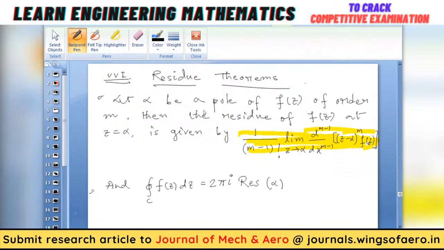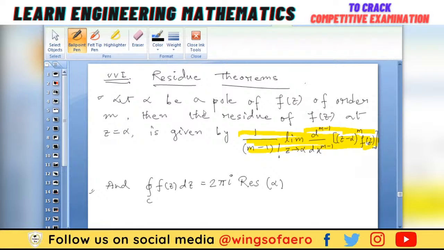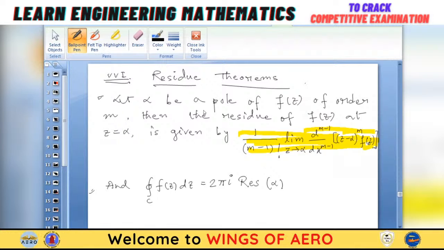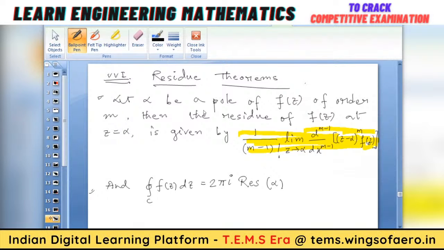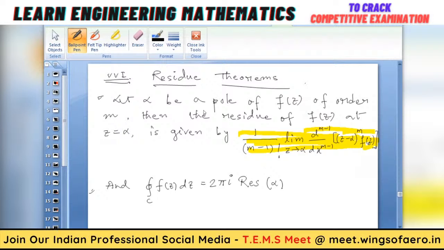Hello? Yes, tell me. If we get the roots like A plus IB and A minus IB, then order will be of 2 only, sir. No, no, no. Order means same root. Okay, that is root. You are talking about the root. Okay, this is not root.